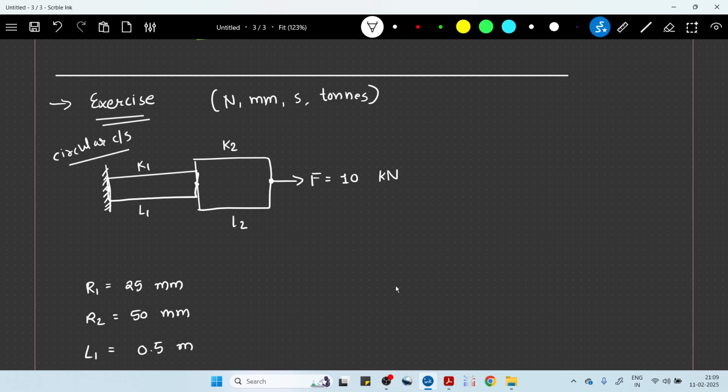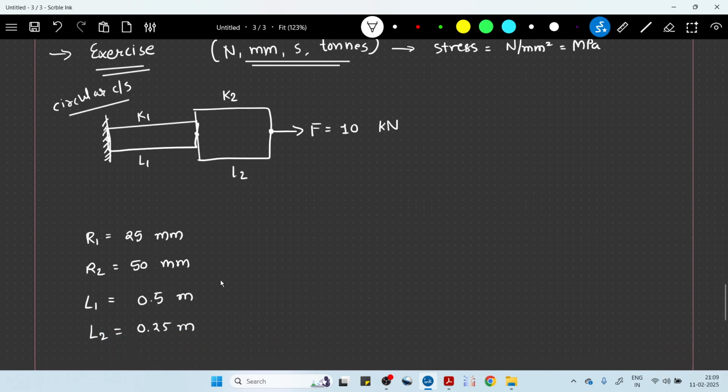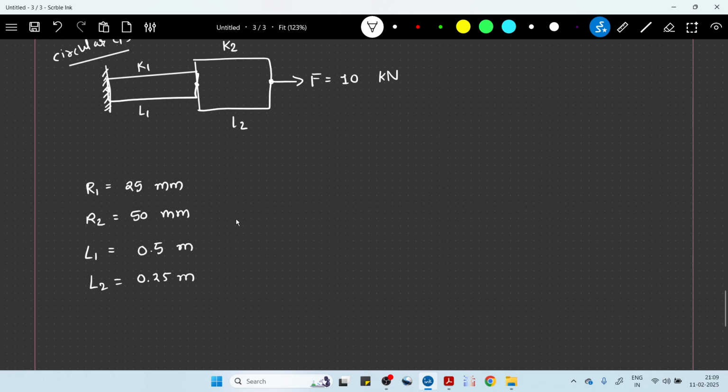If I follow this unit system, my stress will be in units of Newton per mm square, which is nothing but megapascal. So I'm giving you values, and you have to maintain the unit consistency. This kilonewton value you may also have to convert. So the problem I'll just mention.